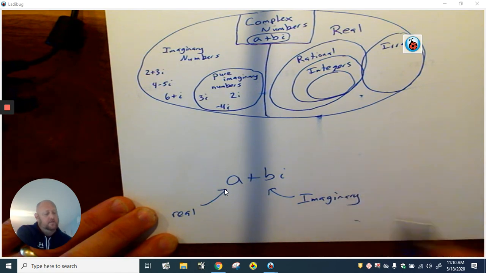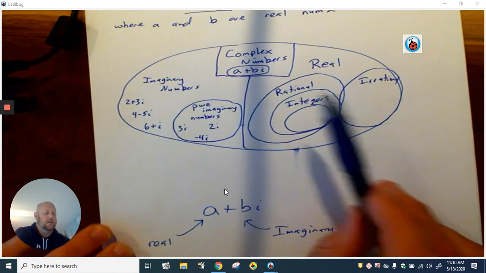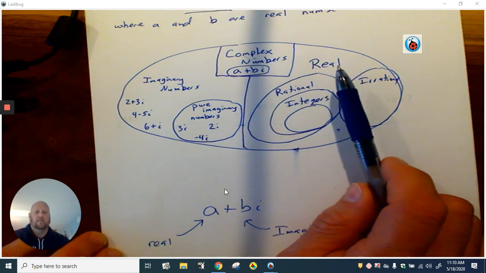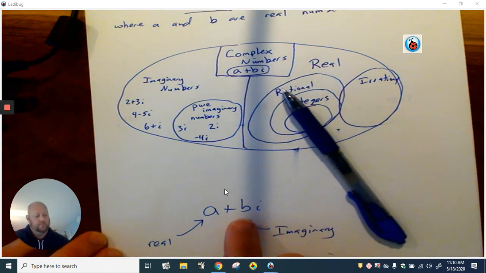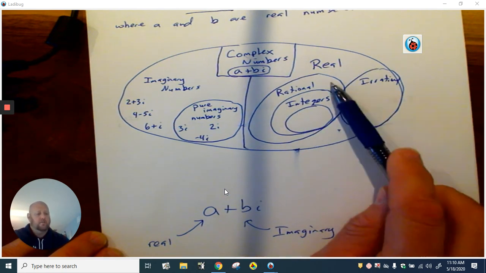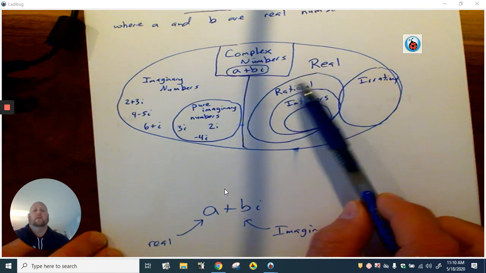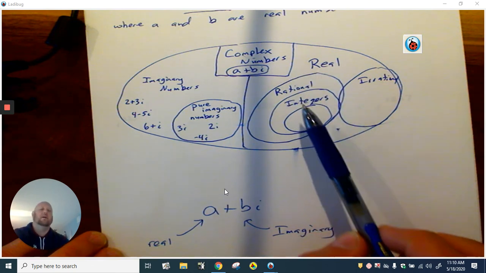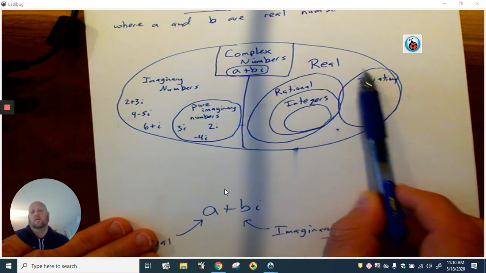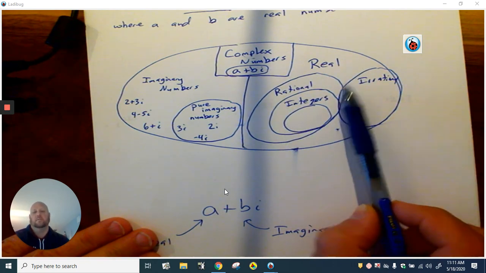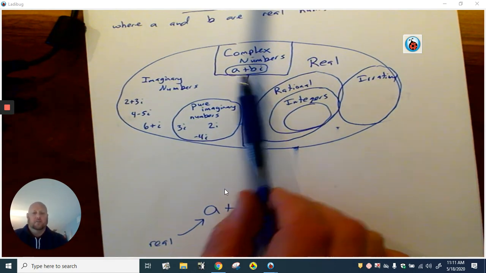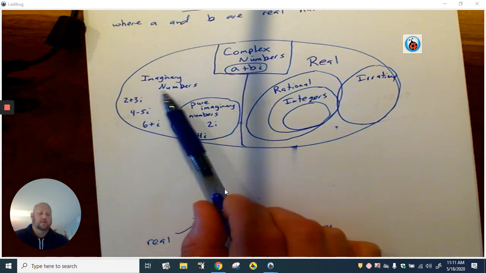Okay, so when we start looking at what makes up complex numbers, they can be just real numbers. If b is 0 and all you have is a, well, then we have all the numbers that we've dealt with our whole lives. We have real numbers. Inside of that, rational, integers, whole numbers, all that good stuff. We have irrational numbers. These are all examples of complex numbers. But if b is anything other than 0, we have imaginary numbers.